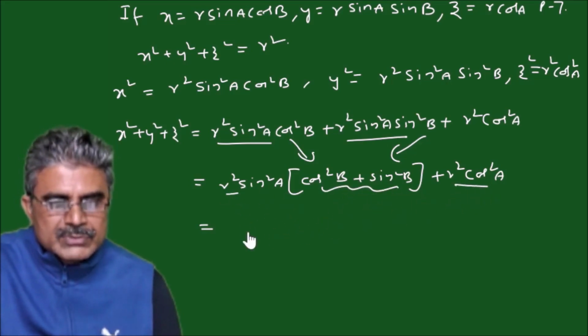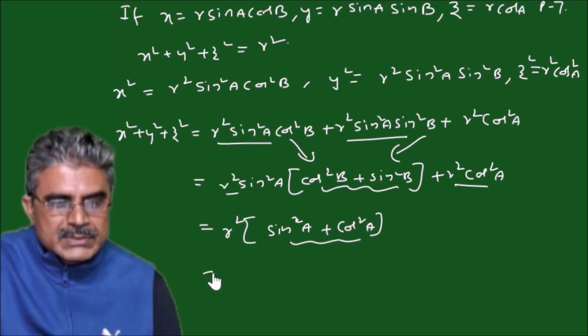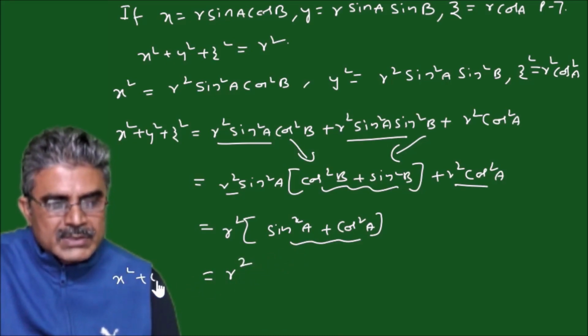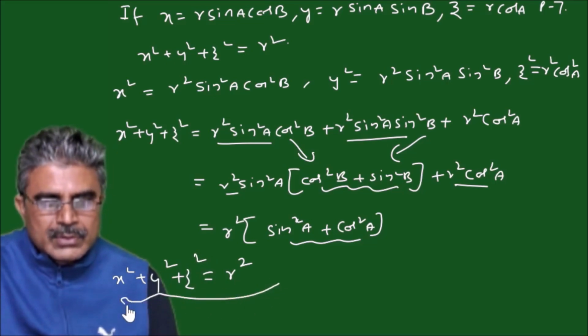So in those two terms you have r square as common, r square into sin square a plus cos square a, which in turn is an identity, so you will have 1 there. So you will have r square, that is x square plus y square plus z square is equal to r square.